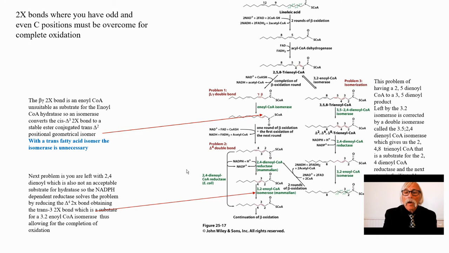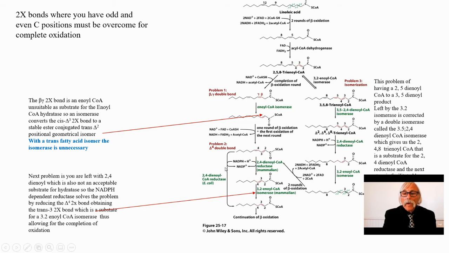Now you're left with another, it's called a problem in this textbook, but it's not a problem. It just means that the beta oxidation process has to carry out yet another series of reactions to be able to process fatty acids that have multiple double bonds. Cis or trans, it doesn't matter. That's my point. So the next problem is that you are left with a 2,4-dienoyl-CoA, which is also not an acceptable substrate for the hydratase. That enzyme won't function with it.